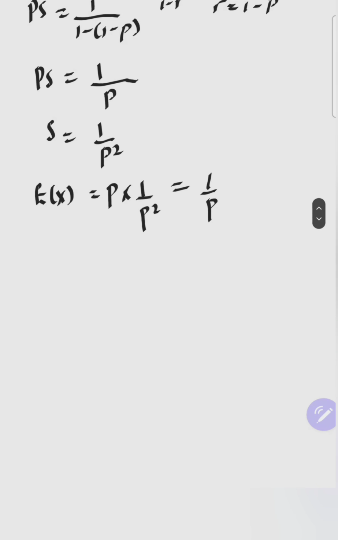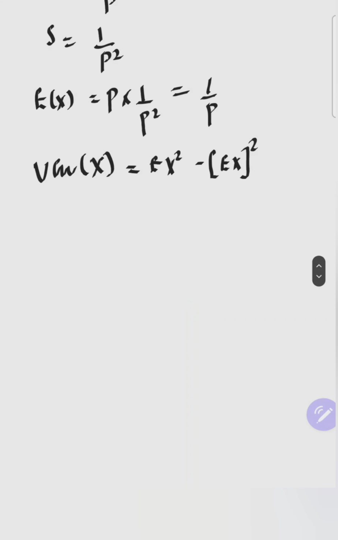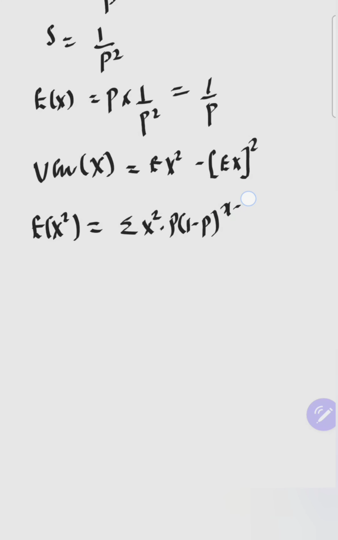Now, to find the variance of x, the variance of x is the expectation of x squared minus the expectation of x, all squared. Now, we've gotten the expectation of x, we need the expectation of x squared. To get it, we're going to use the same approach. Don't forget that the expectation of x squared is going to be the summation of x squared times the PMF. What is the PMF of geometric? p(1 - p)^(x-1).